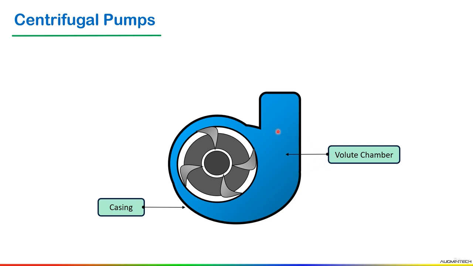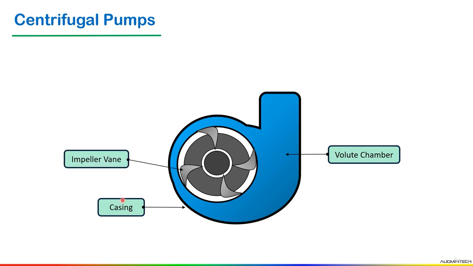And why are we using this volute chamber in this centrifugal pump? It is used to convert kinetic energy of the flowing fluid into pressure energy at the point of discharge. So this is the main purpose of using a volute chamber.